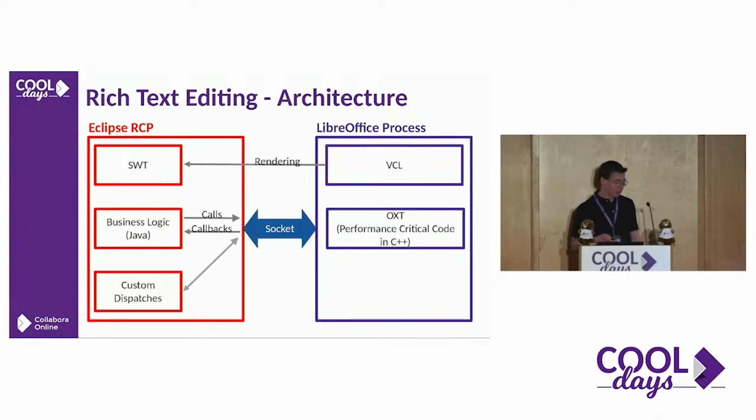Our business logic is written in Java and uses the UNO API extensively to control the editors that are shown. Some performance-critical parts are written in C++ as a LibreOffice extension. Sometimes in this code we also have to show UI elements to the customer, and we don't want them to get the impression that they're outside of our application, so they have callbacks into our code to then show UI by the Standard Widget Toolkit.